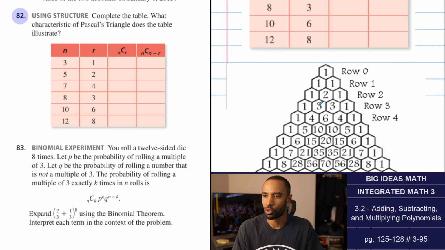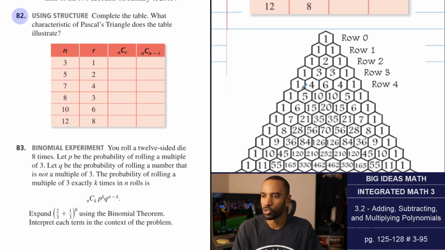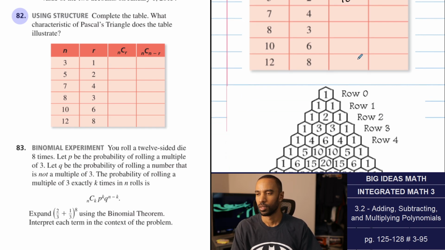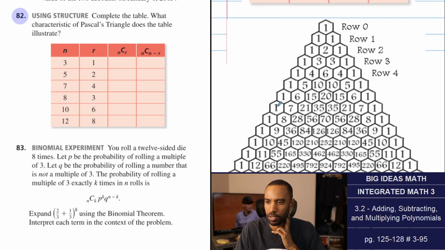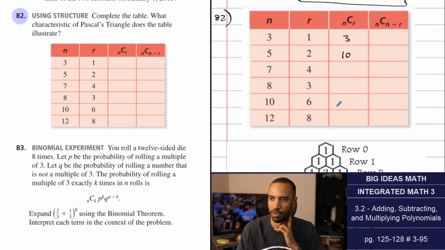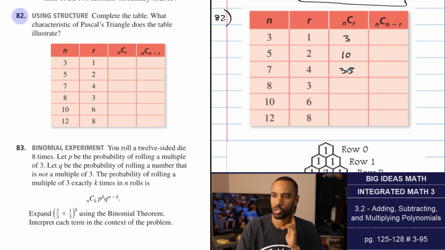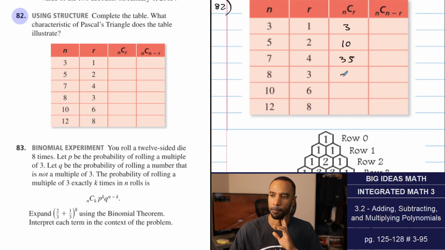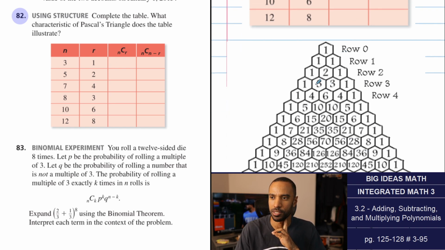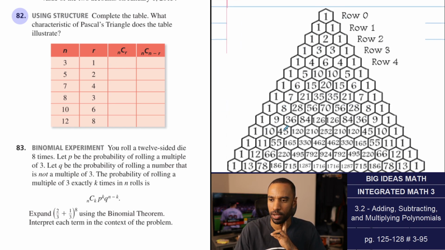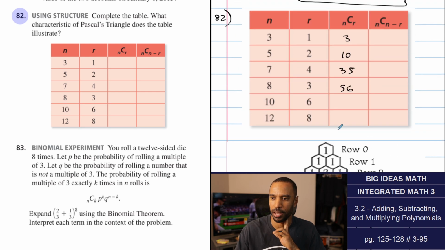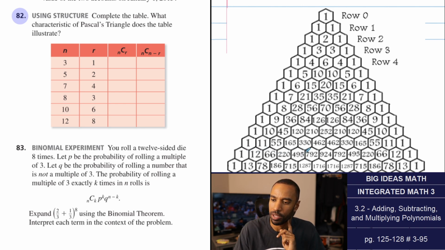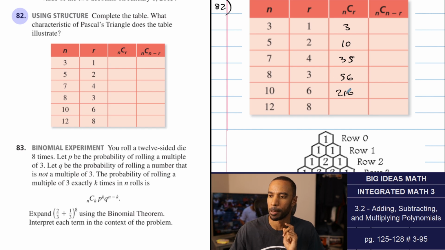This 3 choose 1 is 3. 5 choose 2: here's 5 choose 0, 1, 2 is 10. 7 choose 4: 0, 1, 2, 3, 4 is 35. 8 choose 3: 0, 1, 2, 3 is 56. 10 choose 6: 0, 1, 2, 3, 4, 5, 6, 210. And 12 choose 8 is 0, 1, 2, 3, 4, 5, 6, 7, 8, 495.